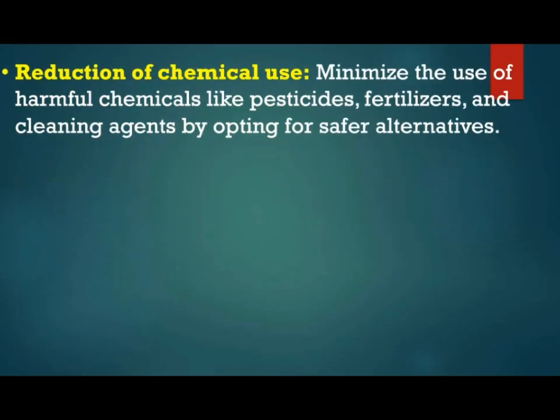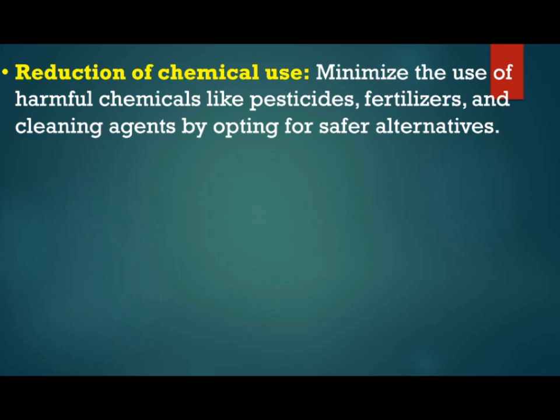This is the first. Next one is the reduction of chemical use. Minimize the use of harmful chemicals like pesticides and fertilizers that we use in agricultural practices, which cause soil contamination. By reducing the use of these chemicals we can reduce water pollution. So this is another way to prevent water pollution.